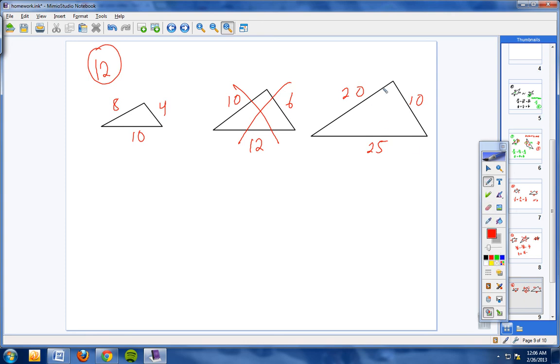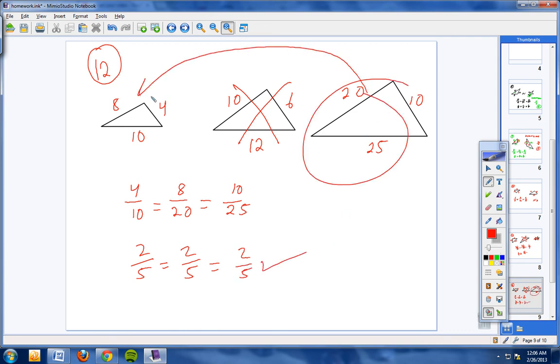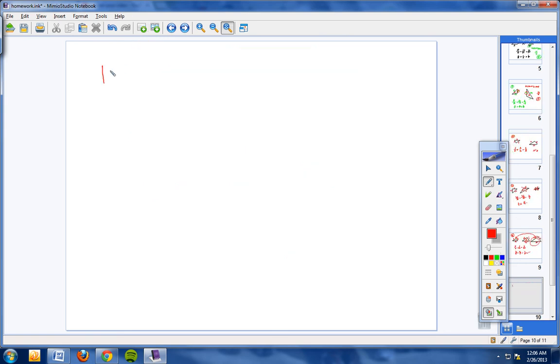Now let's test this triangle and see if it's similar to this triangle over here. So here we go. Let's go with smallest side over here, which is 4, over smallest side over there, which is 10, equals next length would be 8 over 20, and then the longest side, 10 over 25. Well, if you reduce this, you get 2/5. If you reduce this, you get 2/5. And if you reduce this by 5, you get 2/5. So yes, this triangle here is similar to that triangle there. And then last but not least, number 13.